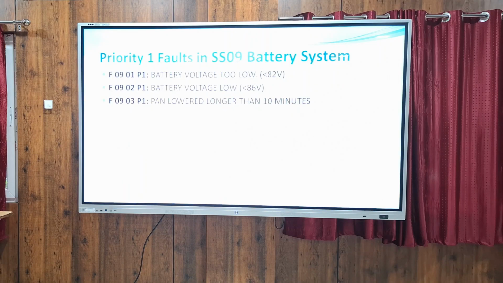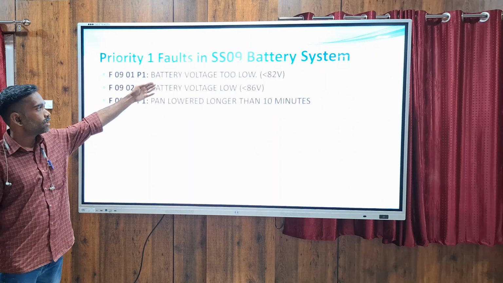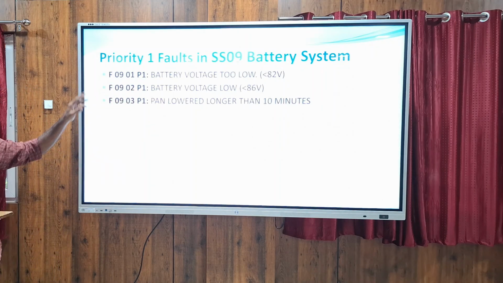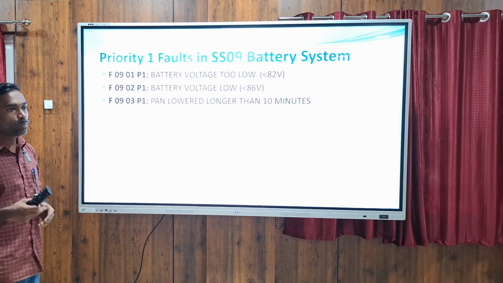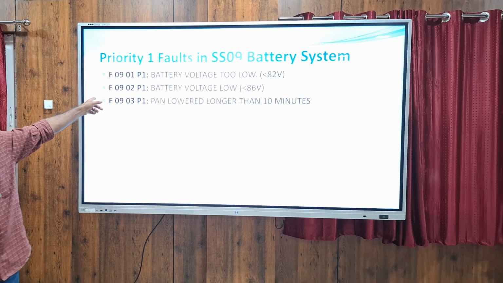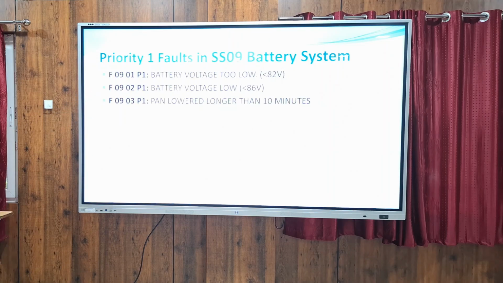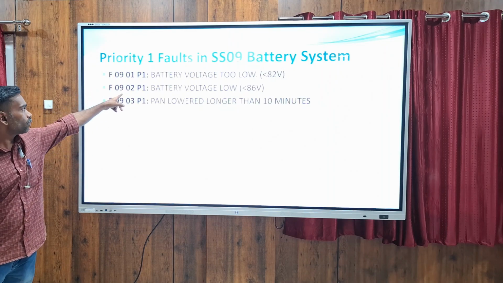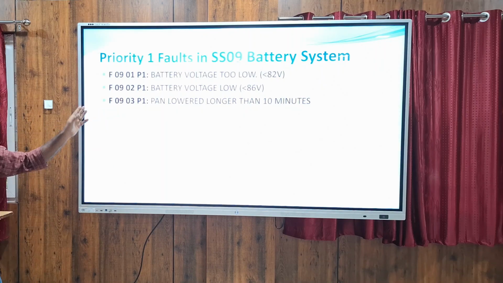Then battery system. The priority 1 first is 82. Battery voltage is below 82. Actually burr 2 and burr 3 both are monitoring the battery voltage. By default, burr 3 only will take care of the battery voltage. If it is below 82 volt, then it will give the priority 1 fault like S0901 P1. Then S0902 P1 is battery voltage below 86 volt.